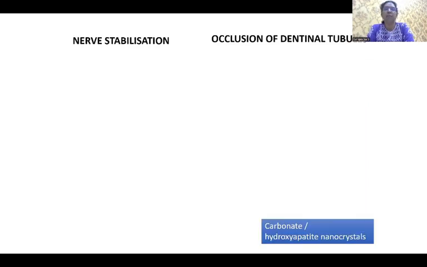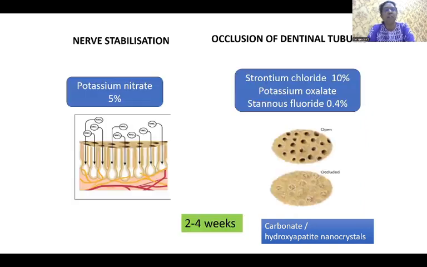To counteract that, there are two methods. One is nerve stabilization. The other one is occlusion of dentinal tubules. For nerve stabilization, we have potassium nitrate. This compound will cause depolarization of the nerves. The other mechanism is by the use of compounds that will precipitate or occlude the dentinal tubules. Examples are strontium chloride, potassium oxalate, stannous fluoride. These compounds are present in various commercially available toothpastes, and the patient has to use it for at least 2 to 4 weeks to feel its effect.